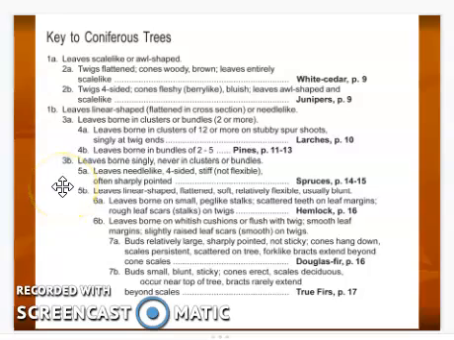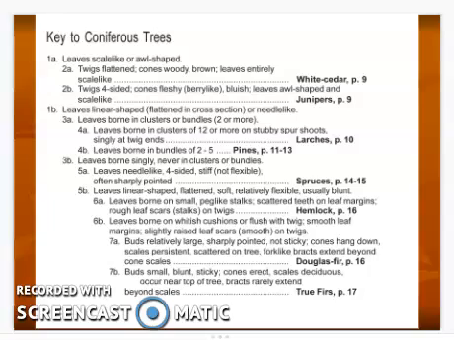Are the leaves needle-like, four-sided, and stiff, or are they linear-shaped, flattened, soft, and relatively flexible? Mine are needle-like, four-sided, and stiff. So at this point, I've identified that I have a spruce. So I know that I'm in the spruce category, and I'd want to go to pages 14 and 15 of that book to see if I can figure out which spruce I'm dealing with. So that's one way to use the dichotomous key.